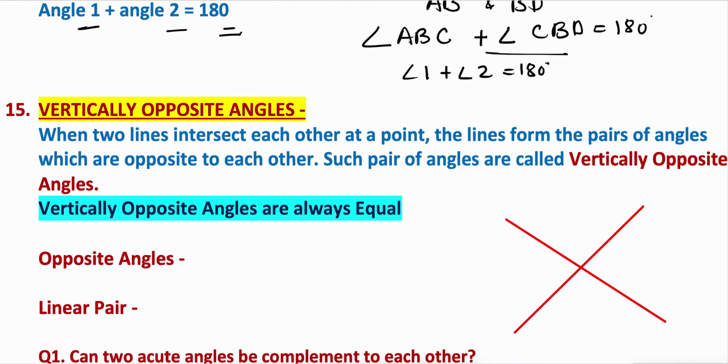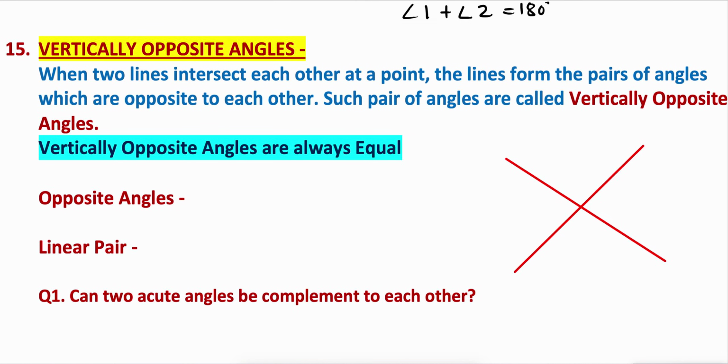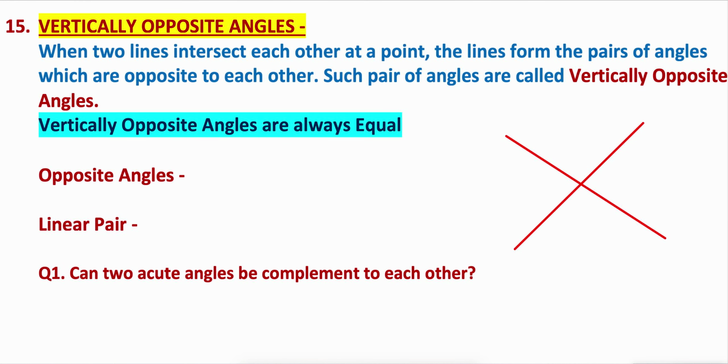Now let's see vertically opposite angles. When two lines intersect each other at a point, suppose this is line AB and this is line CD. So these two lines intersect at a point P. Then the lines form pairs of angles which are opposite to each other. Such pairs of angles are called vertically opposite angles.